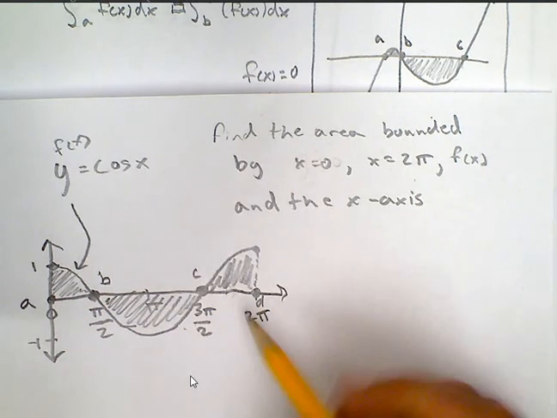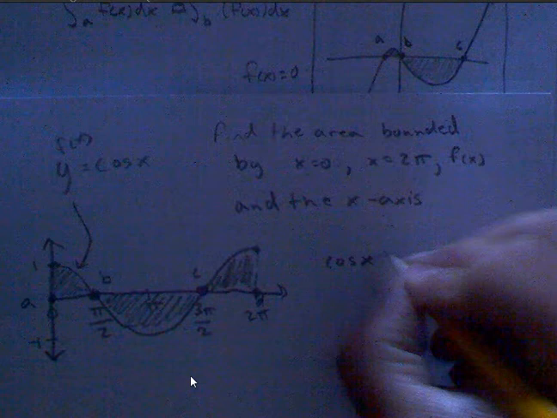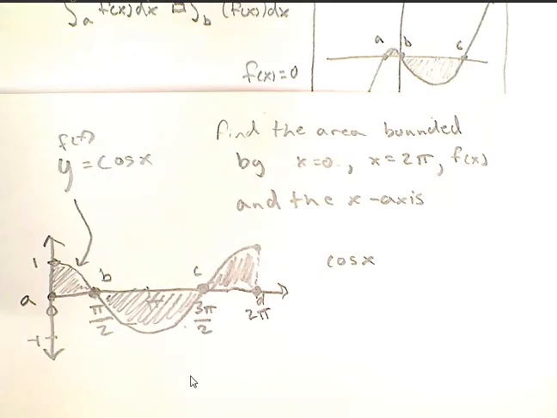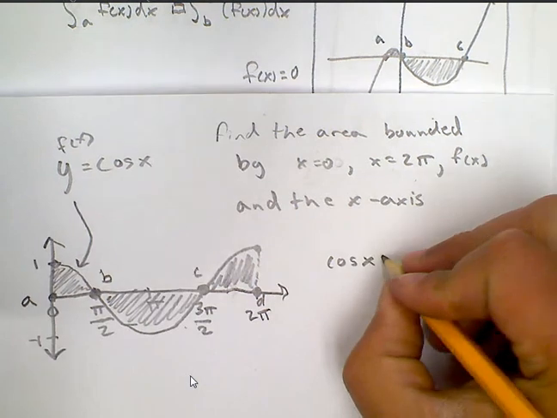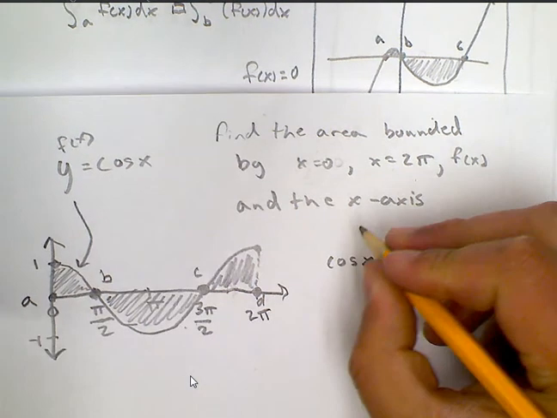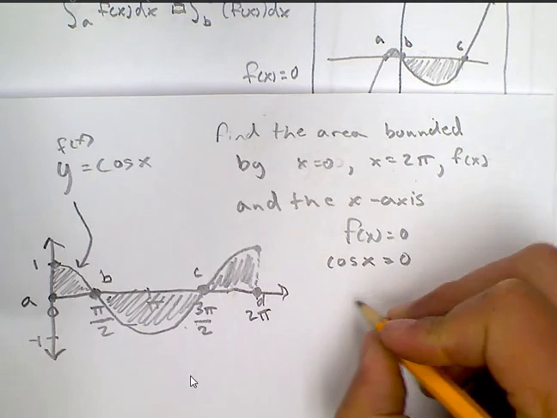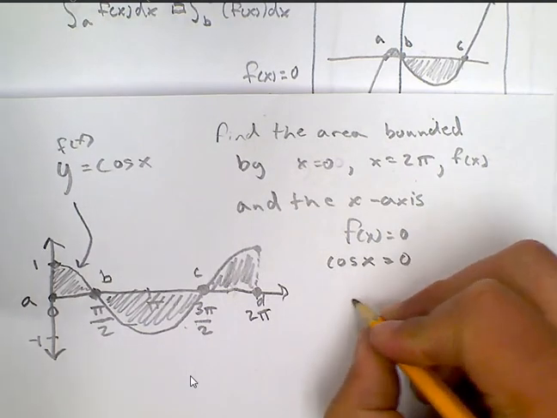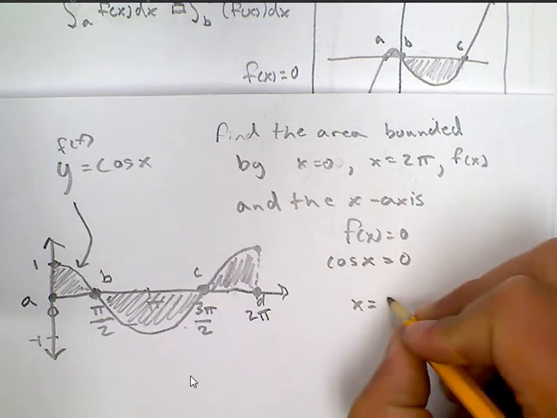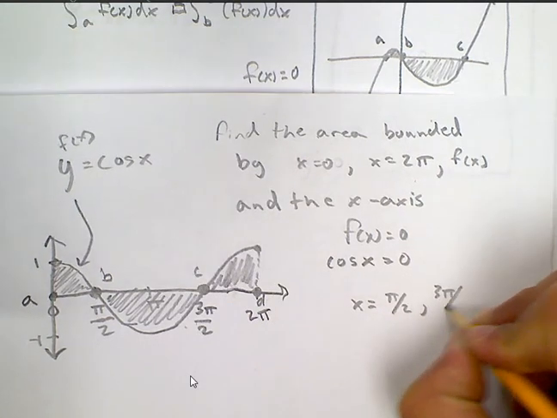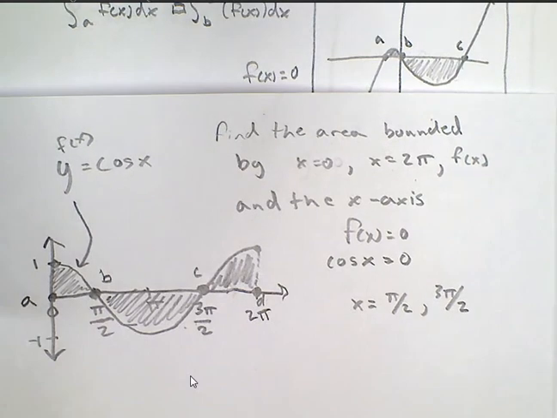So I set cosine x equal to 0. That's the function. I set the function equal to 0. F of x equals 0. That's cosine x equals 0. Now I know where cosine x equals 0: at x equals pi over 2 and 3 pi over 2. I know that from my unit circle.